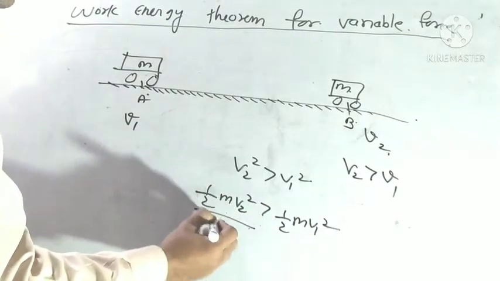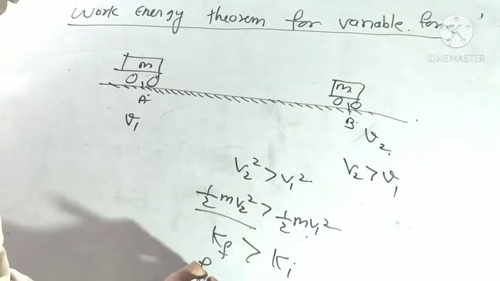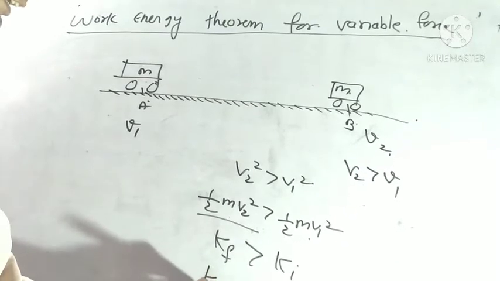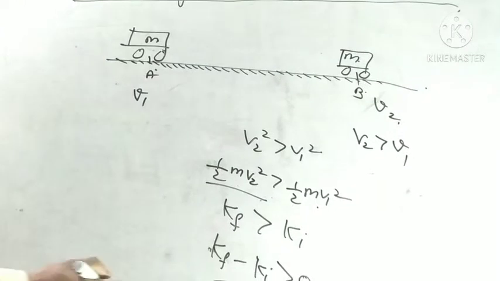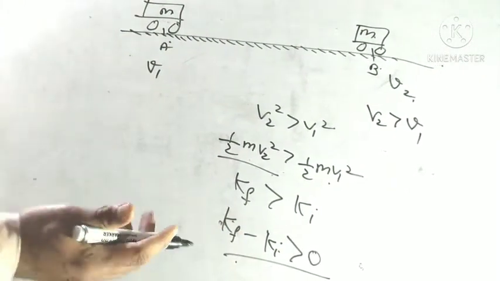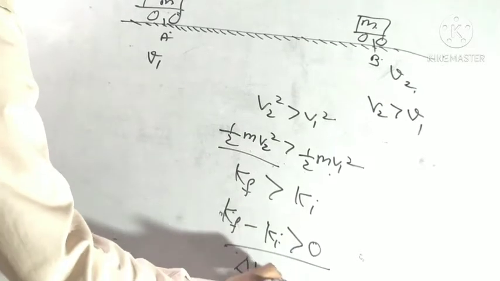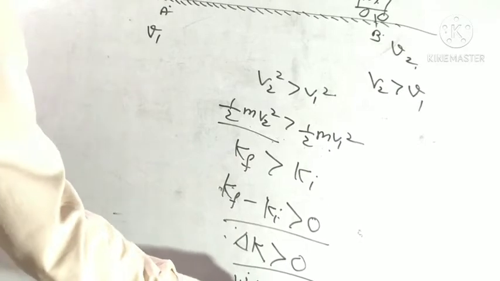Okay, this is the final kinetic energy, and this is the initial kinetic energy. So Kf, final kinetic energy, minus Ki, initial kinetic energy, is always greater than 0. I mean, when we subtract initial kinetic energy from final kinetic energy, we get some value, delta K, that is greater than 0, and this delta K is equal to work done, and this work done is greater than 0.